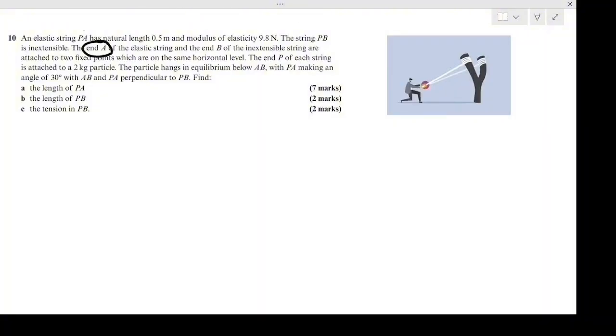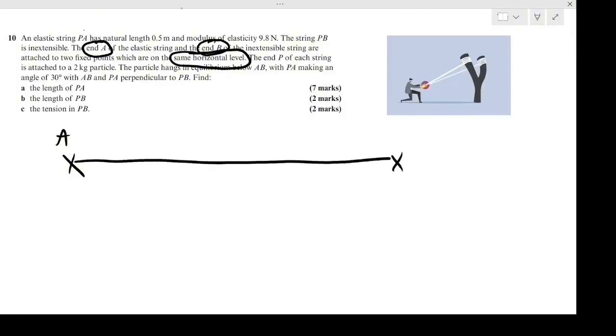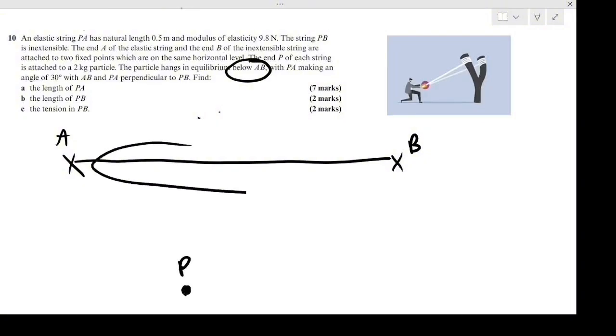Okay, so one string has an end A and the other has an end B. And what we're told about these 2 points is they're on the same horizontal level. So that means A and B are going to look like that. They're literally on the same level, right? And then we're told at P, there's a particle. It hangs at point P below AB. So the particle is going to be somewhere down here, literally below the line AB. Okay, hopefully happy with that.